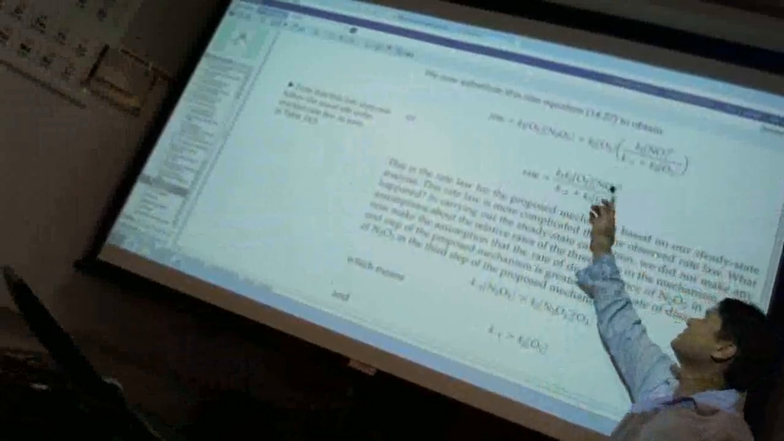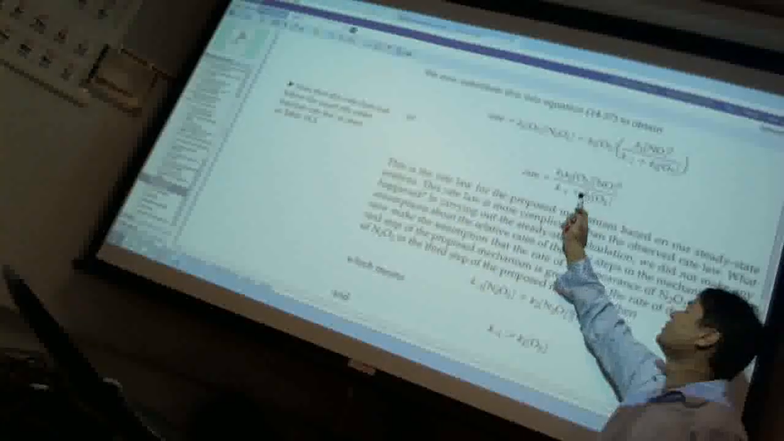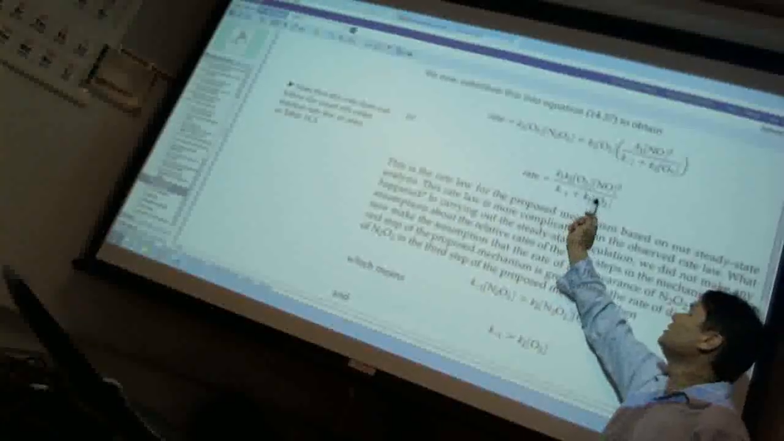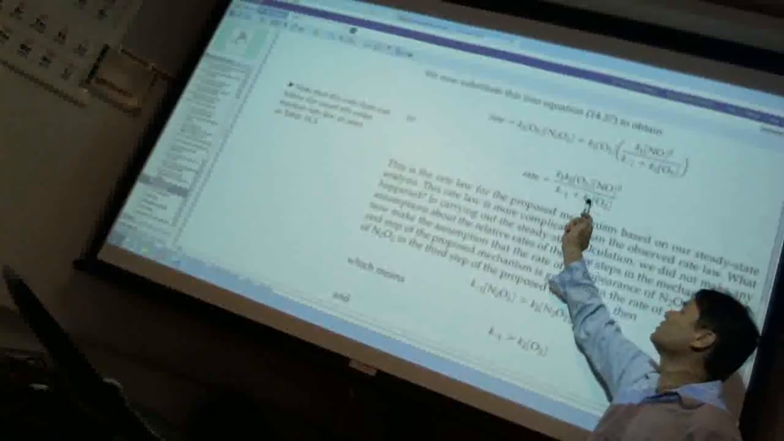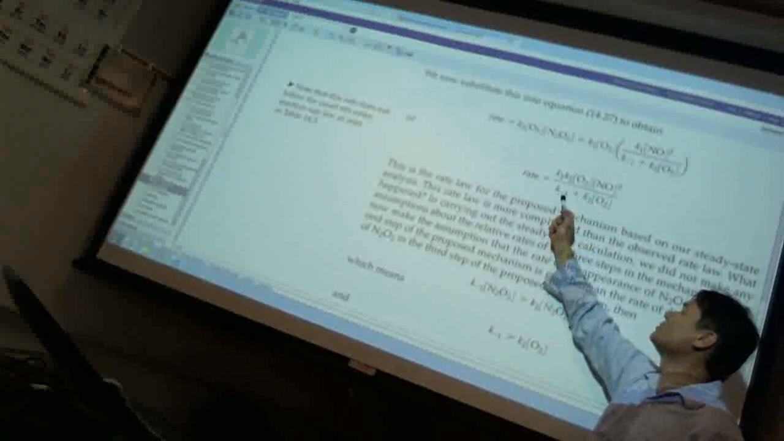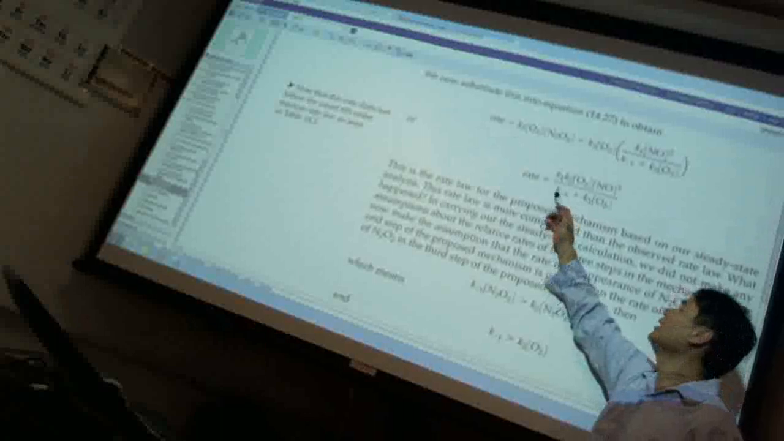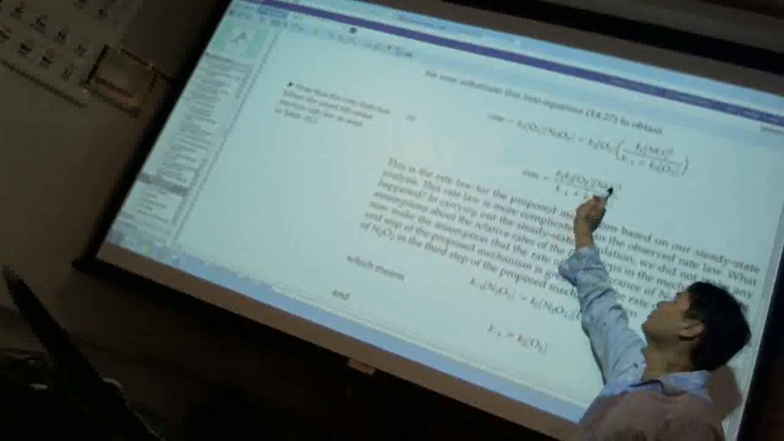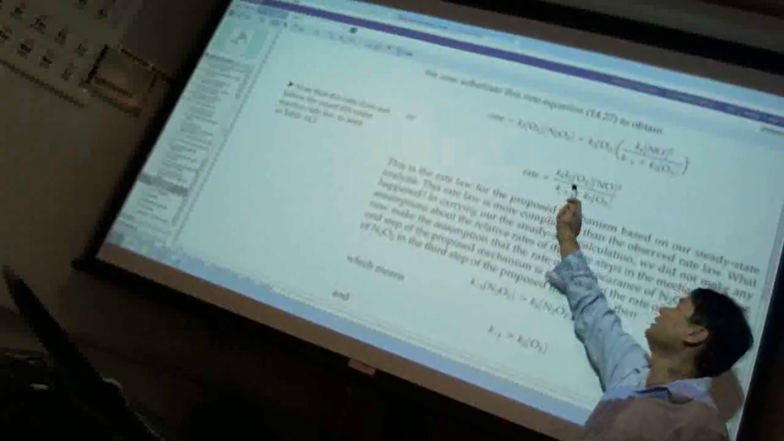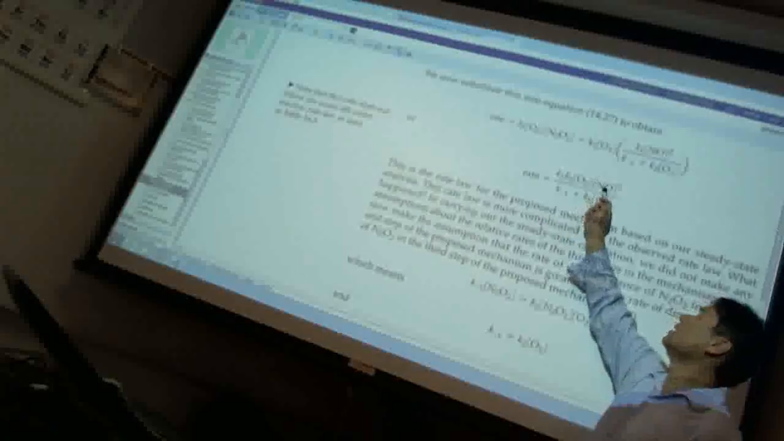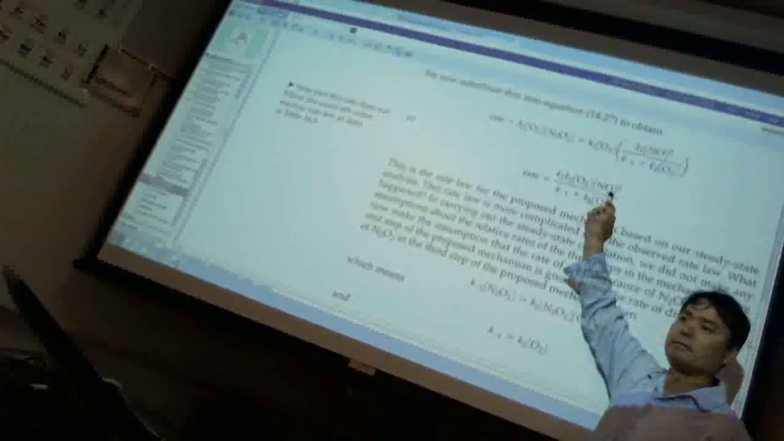So after we do some substitution, some algebra, this is the equation we get. And so if K2 is small, then this term is small. If this term is small, then we can use a simplifying assumption that K minus 1 plus this is just equal to K minus 1. And then we get the original equation, that is K times O2 to the first and O to the second.